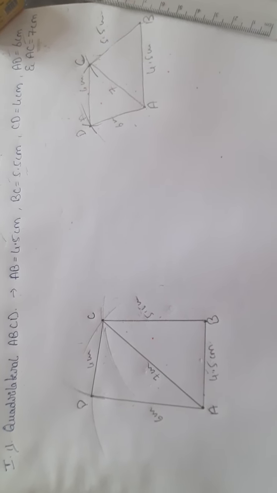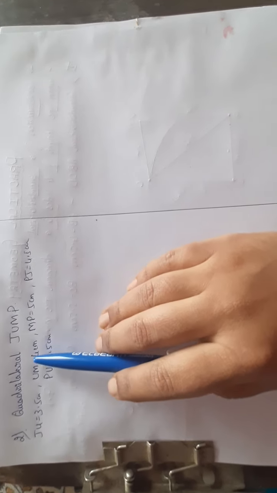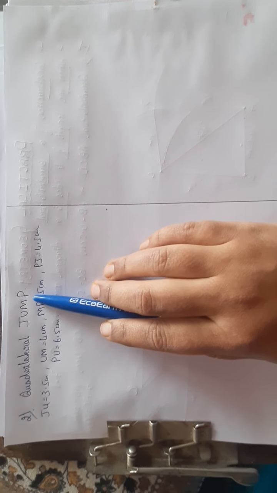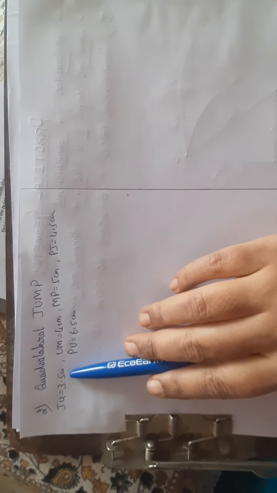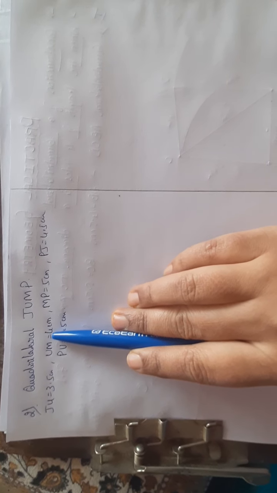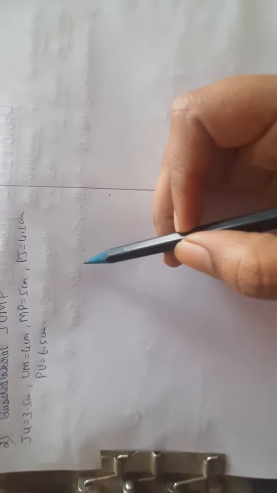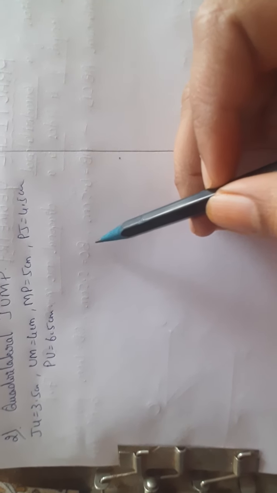Next we shall do the second problem. Next we shall solve the second problem, children. Here they have asked us to construct a quadrilateral JUMP, that is J-U-M-P, where JU is 3.5 centimeter, UM is 4 centimeter, MP is 5 centimeter, PJ is 4.5 and PU is 6.5 centimeter. So the first step of construction is drawing the rough sketch.